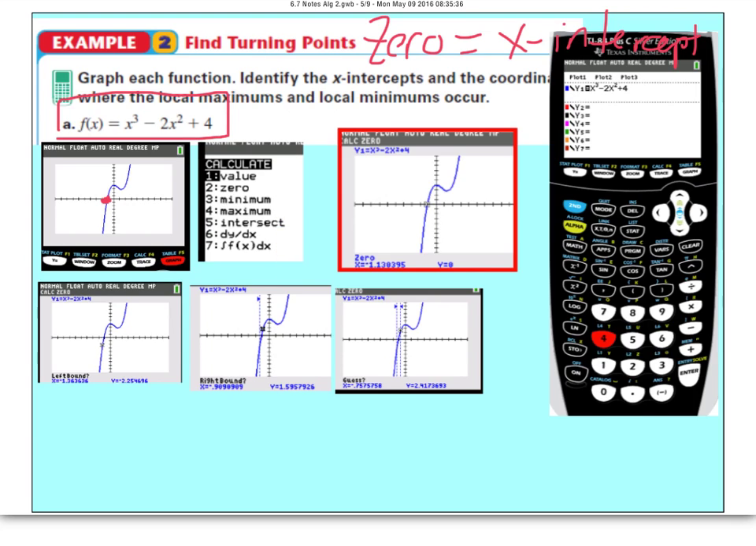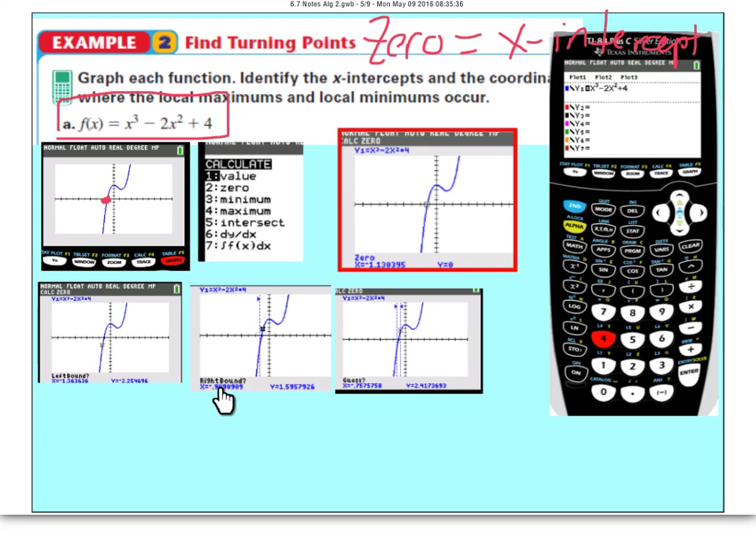Now you have to figure out what you want to find. We want to find the zero or the x-intercept, so you click number 2 or 0. The first thing it's going to do is ask you for the left bound of the zero. Well, we know the zero is right about there, so somewhere to the left of it is over here. So I move my cursor to the left of it right there, and then I just hit enter.